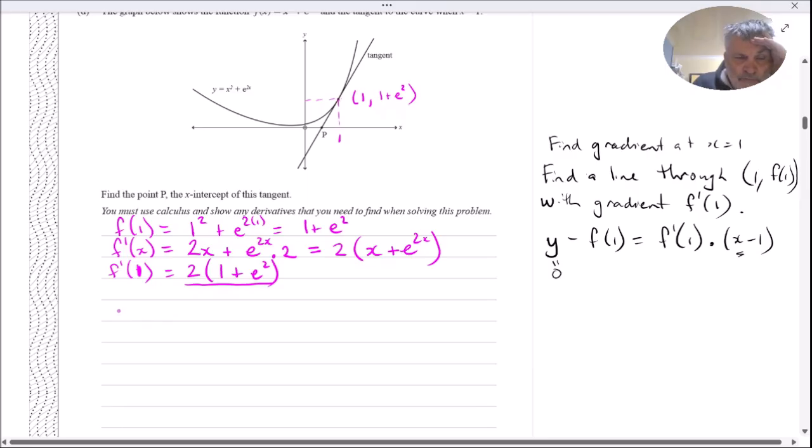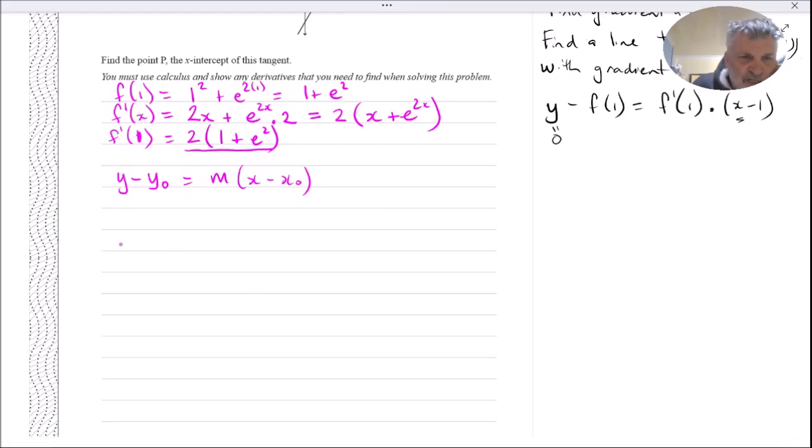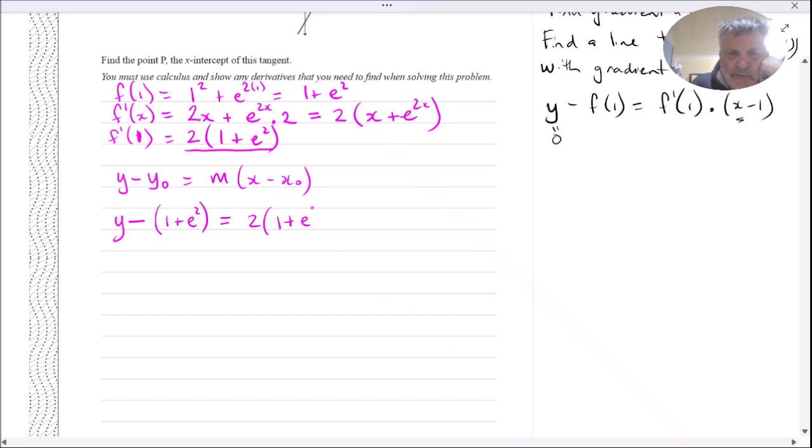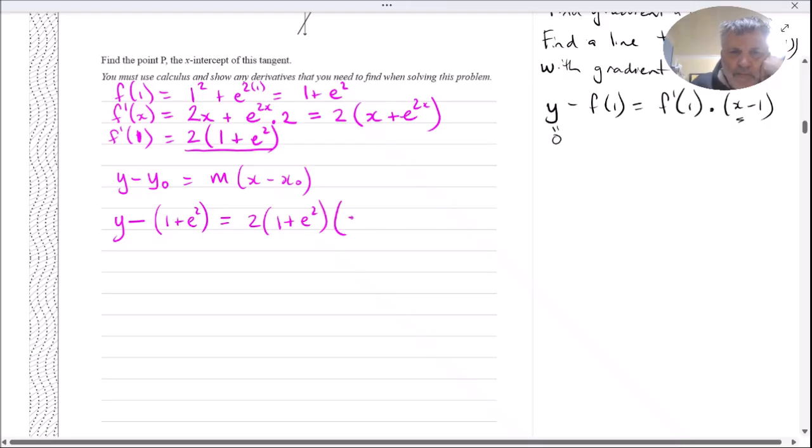So our formula is, well, I've written it out here, but it's basically y minus y naught equals the gradient times x minus x naught. We seem to have plenty of solution real estate here to write out things like this. So y minus the function value, 1 plus e squared, equals the gradient, which is 2 times 1 plus e squared, and then multiplied by x minus 1. That's our point.